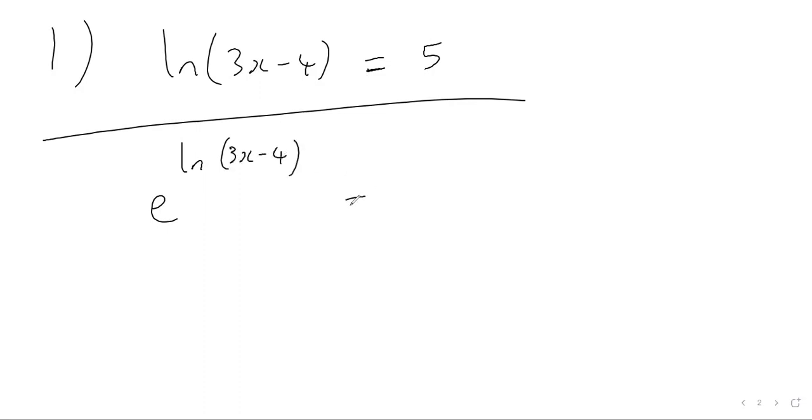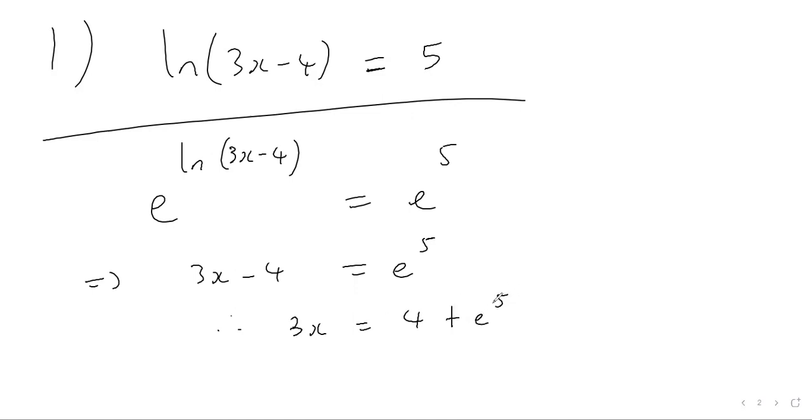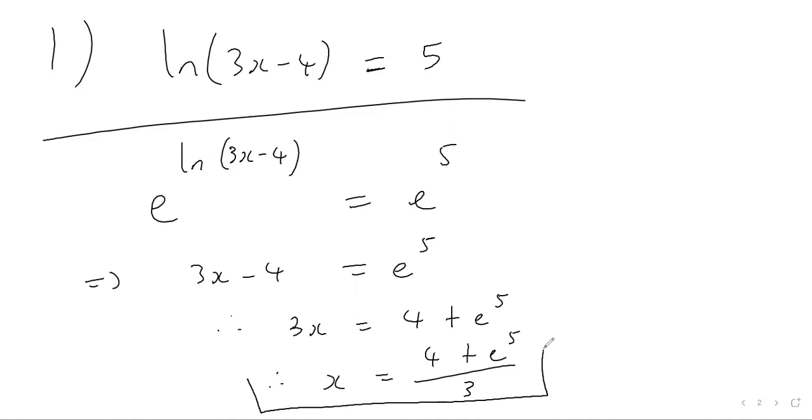So we get e to the power of ln of 3x minus 4 equals e to the power of 5. And the exponentials and the logarithms just cancel out. So you get 3x minus 4 equals e to the power of 5. And then we can just rearrange this to make x the subject of the formula. So 3x is going to be equal to 4 plus e to the 5, and therefore x is going to be equal to (4 plus e to the 5) over 3. And that would be our solution there.